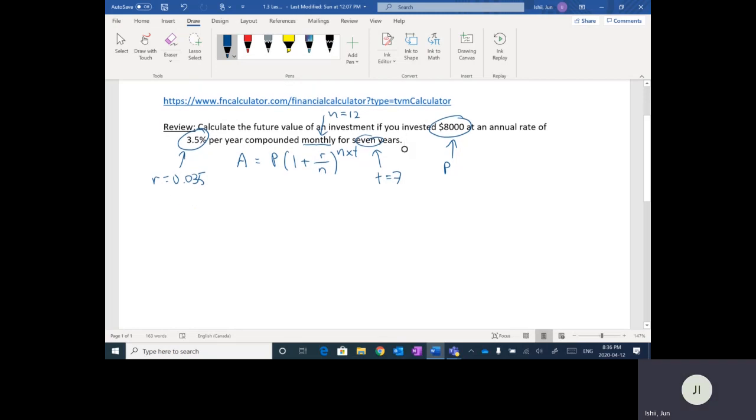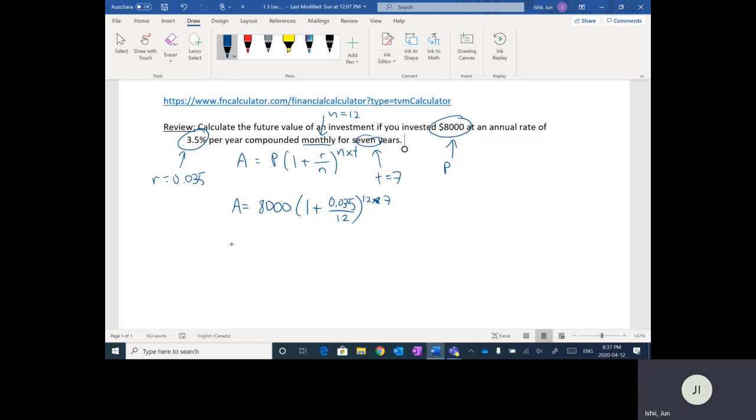Let's see what we get as an answer. A is going to equal the principal, which is 8,000, times 1 plus the rate, which is 0.035, divided by 12. And then, again, we have n up here, which is 12, and I'm going to multiply it with t, which is 7. It's supposed to be a multiplication there.